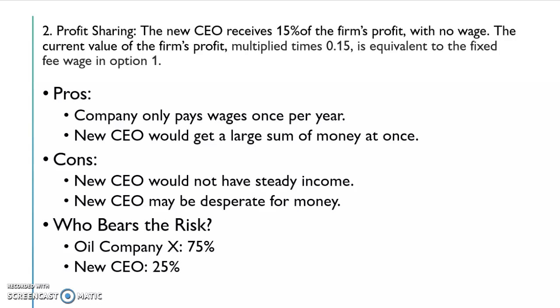The new CEO then assumes the remainder of the risk at 25%, as they would be the one not getting paid for the year and potentially feeling the need to do some of those illegal activities to try to earn some money or steal some money before getting that big paycheck at the end of the year.